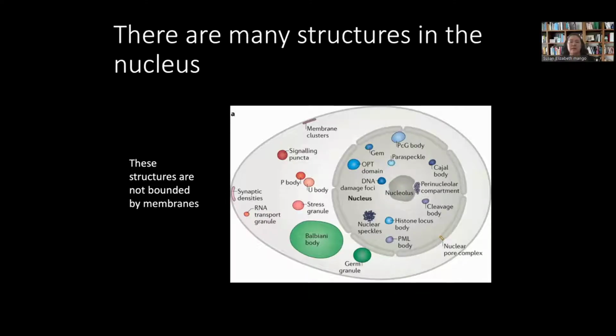So here, there are many structures in nuclei and even in the cytoplasm that are not bounded by membranes. So I'm guessing in class you learned about organelles that are surrounded by membranes, like the nucleus itself, or the ER, or the Golgi, but perhaps not these other kinds of organelles that do not have membranes around them. And what we'll talk about as an example is this.